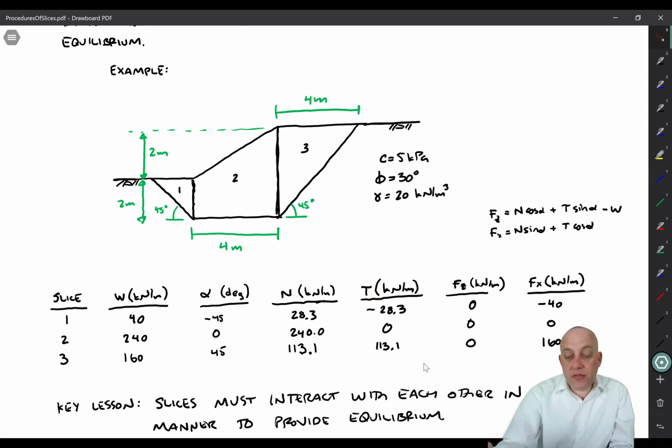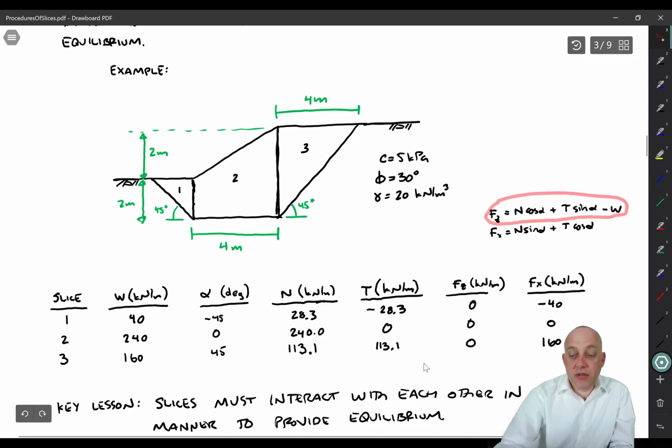And then what we can do for each slice is compute the vertical and horizontal force resultants for that slice. So the vertical force is N cosine alpha plus T sine alpha minus W. And the horizontal force is just N sine alpha plus T cosine alpha. So the vertical forces are all 0 in this case. But the sum of horizontal forces are not, right?